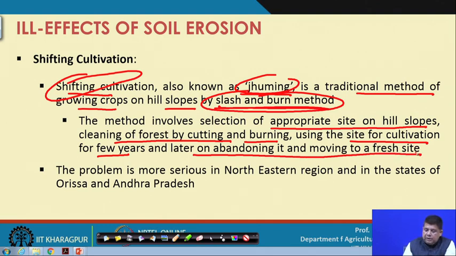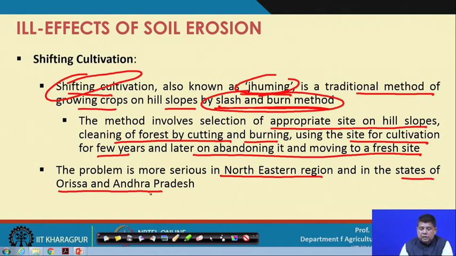This problem is more serious in the northeastern region and the states of Orissa and Andhra Pradesh. That means there are certain tribes which resort to shifting cultivation, jhooming or the slash and burn method.